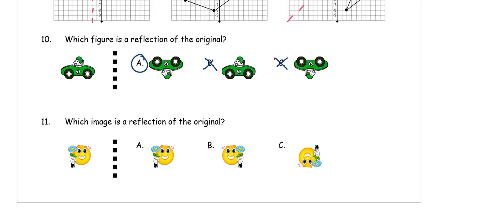In number 11, which image is a reflection of the original? In this case, it can't be A because it's the same picture still. So now I have to decide between B and C. If I was to flip my face up and down, remember that your flower should stay on the same side. So it can't be C. If I was to flip it left to right, then the flower would switch positions. So B is my reflection.